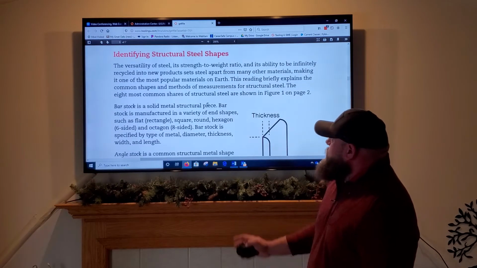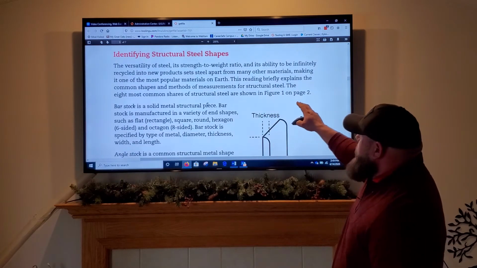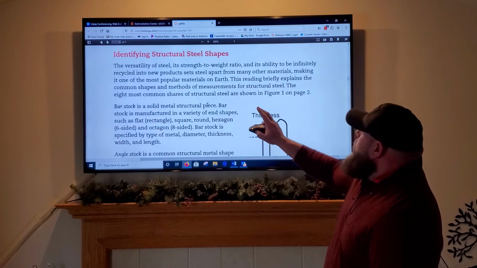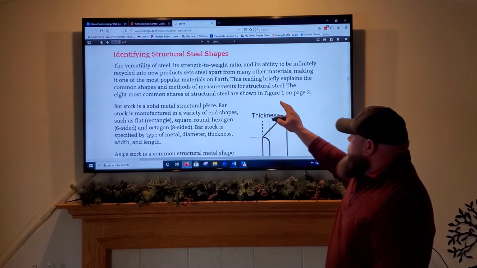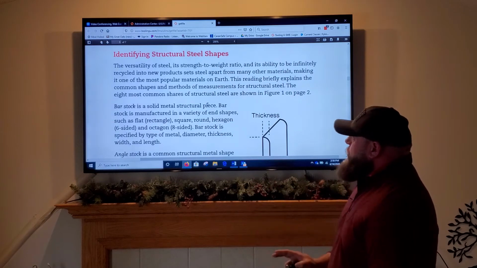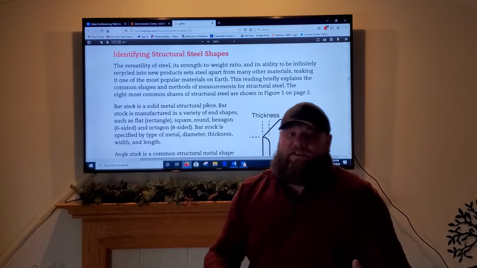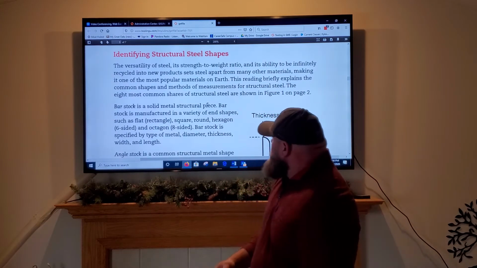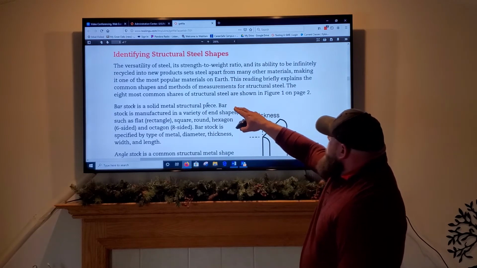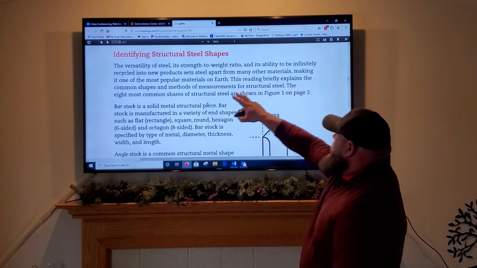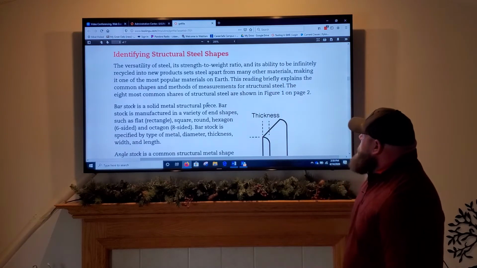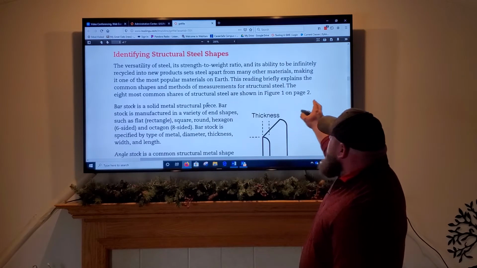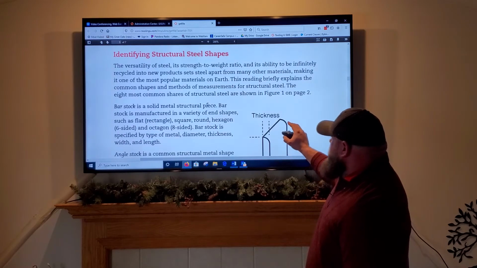Identifying the structural steel shapes. The versatility of the steel, its strength to weight ratio, and its ability to be infinitely recycled into new products, which means you can basically take a building that's 100 years old, tear it down, take all the structural steel inside of it, melt it back down, and repurpose that for new material. It's infinitely recycled into new products, which sets the steel apart from many other materials, making it one of the most popular materials on Earth. This reading briefly explains the common shapes and methods of measurement for structural steel.